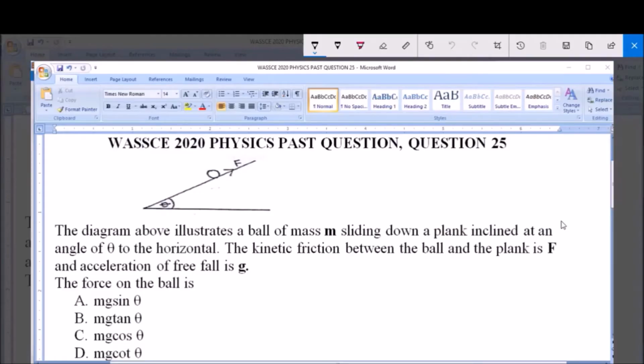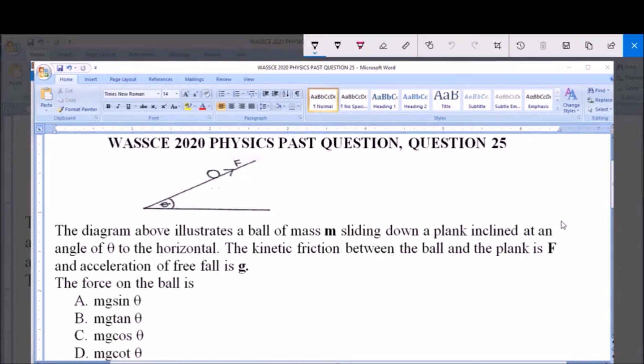Hello, good day, and welcome. I will be answering WAEC 2020 physics past question, question 25. A diagram above, that is this diagram above, illustrates a ball of mass M sliding down a plank inclined at an angle theta to the horizontal.